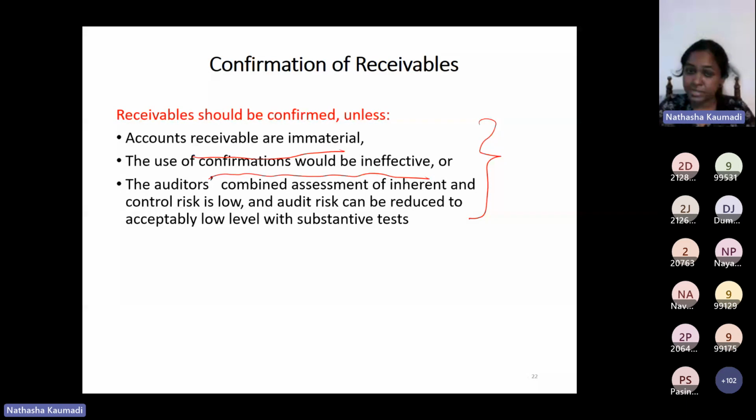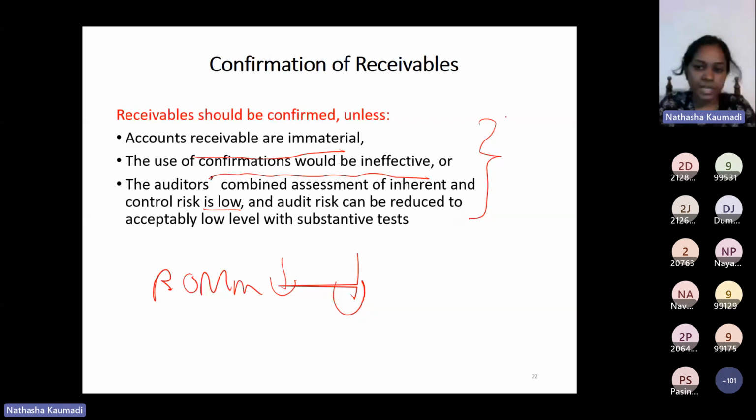And the third situation is the auditor's combined assessment of inherent and control risk. What is the combined assessment of inherent and control risk? That is ROMM, right? Risk of material misstatement is low, and the audit risk can be reduced to an acceptably low level with substantive testing. ROMM is low, detection risk will also be low with all these procedures. Then you don't have to call confirmation. If the risk is very low, then you don't have to call for confirmation.